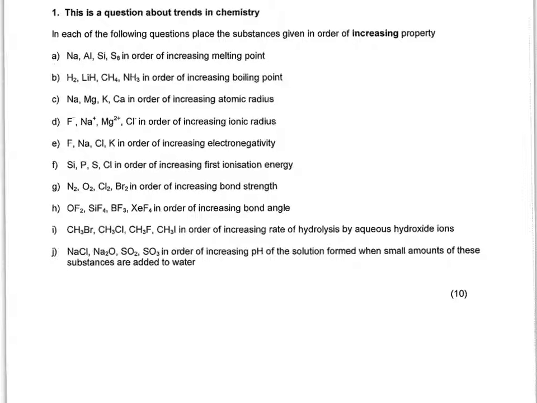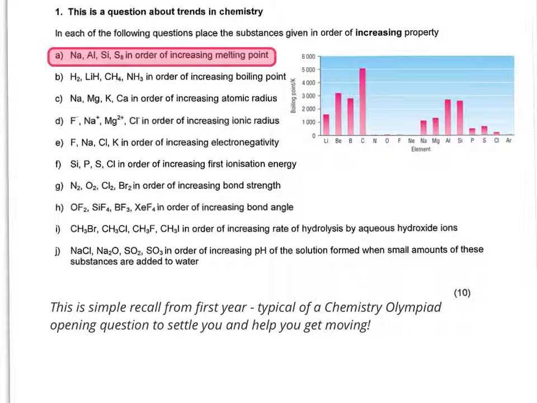bottom of the screen. So looking at the first one, it wants sodium, aluminium, silicon and sulfur in order of increasing melting point. So you should be able to work out from the graph out of an A-level textbook, a textbook that's no longer in publication, that it's quite straightforward recall. This is typical of most chemistry Olympiad questions, just to get you moving and settle you down as a candidate so that you don't feel nervous or worried or stressed about the fact you're sitting taking a chemistry Olympiad paper.